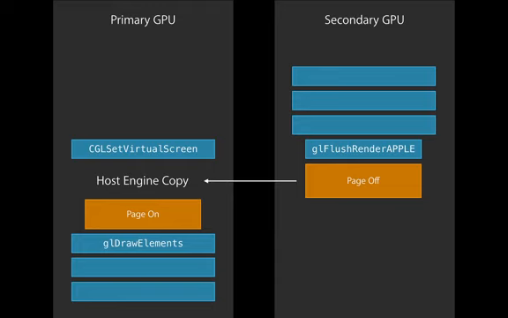So the movement of the data takes place automatically, and as a programmer, I've made sure that the data movement takes place after the commands that I used to create the data, by calling flush render apple.